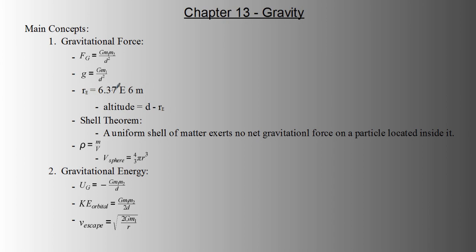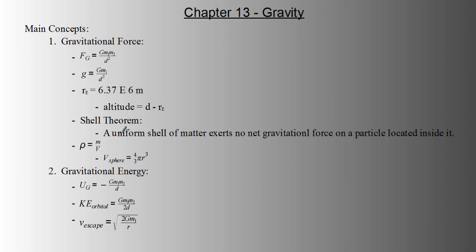The radius of our wonderful planet Earth is this, and the altitude, meaning the height above the surface, is your d, distance from the center, minus the radius of the Earth. I'll talk about that in more detail too. Shell theorem, pretty cool theorem. It allows you to figure out, for example, g underneath the surface of a planet.